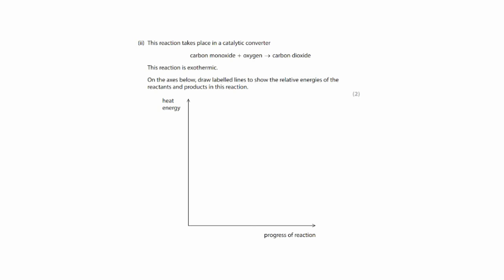Now let's move on to the next question. This is a question where we have to draw an energy level diagram. It tells us that the reaction is exothermic, so therefore we know that the energy level of reactants will be higher than the energy level of the products. We can draw an energy level diagram like this.